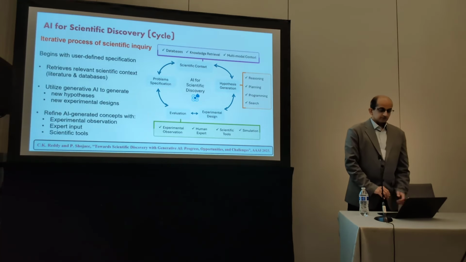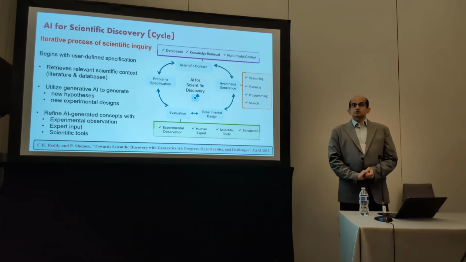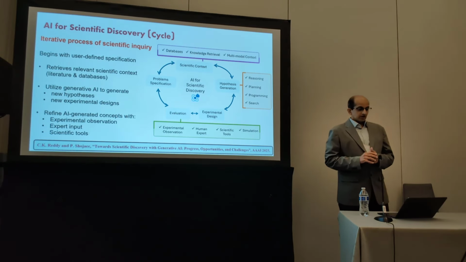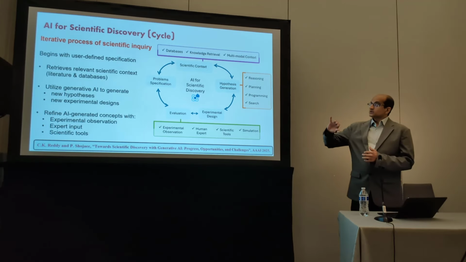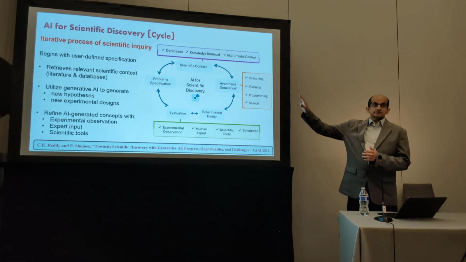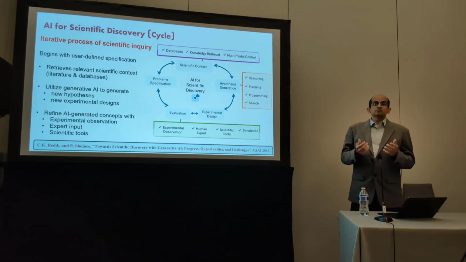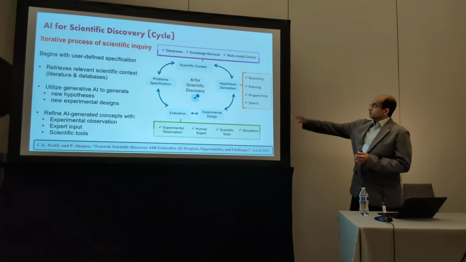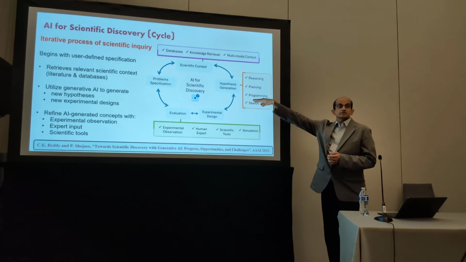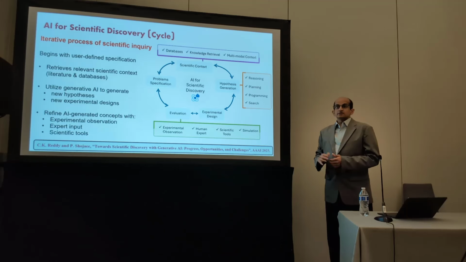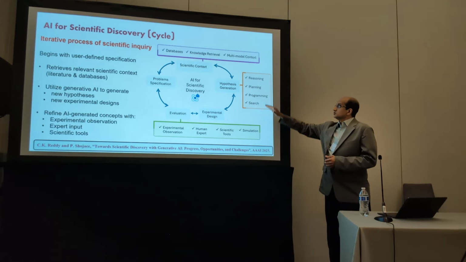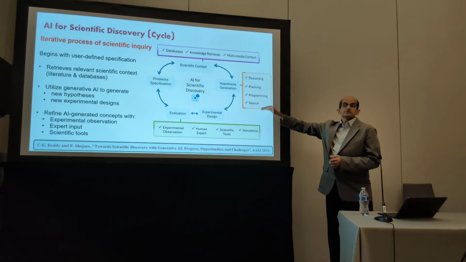So the first topic is on scientific equation discovery. So essentially in the scientific process, you have a problem specification and you try to collect some of the scientific context in the form of documents, knowledge graphs, or in the multimodal context, trying to extract the right information and knowledge that is required to build a hypothesis. And this hypothesis generation is where most of the AI is accelerating the process of generating hypotheses through reasoning, planning, programming, and search mechanisms.